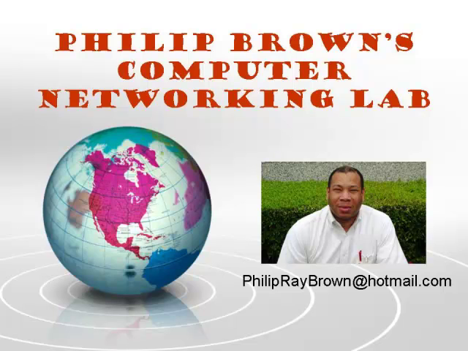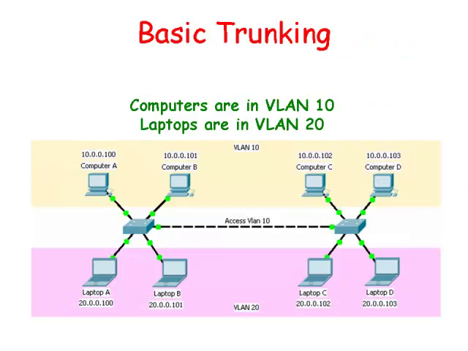You're watching the instructional video called Basic Trunking. Switch interfaces that are configured to be access ports carry network traffic for only one VLAN. Switch interfaces that are configured to be trunks carry network traffic for multiple VLANs. Trunks are used to carry packets from switches to switches or from switches to routers, regardless of which VLAN the packet is from.